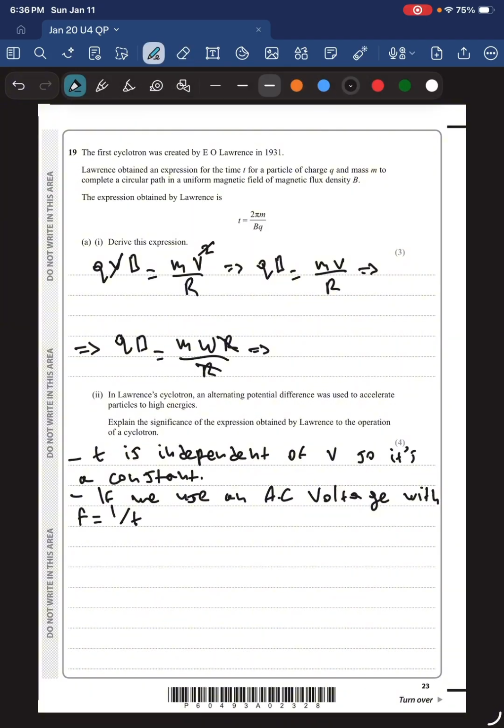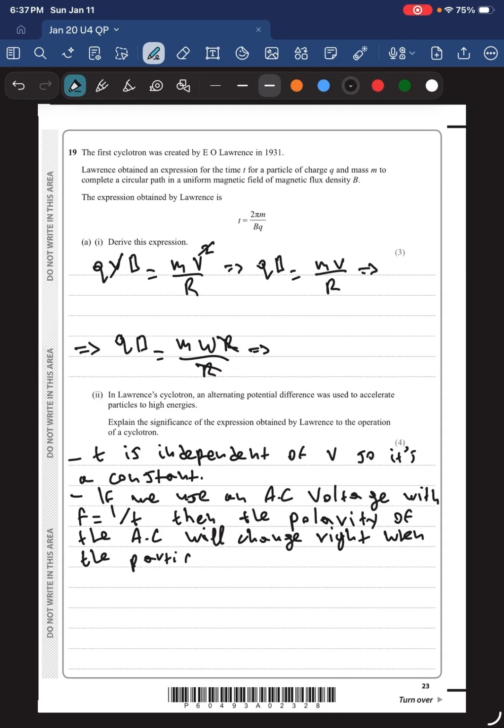So if you use an AC voltage, an alternating voltage, with frequency 1 over T, then the polarity of the AC will change right when the particle exits the D's. So it will always be accelerated.